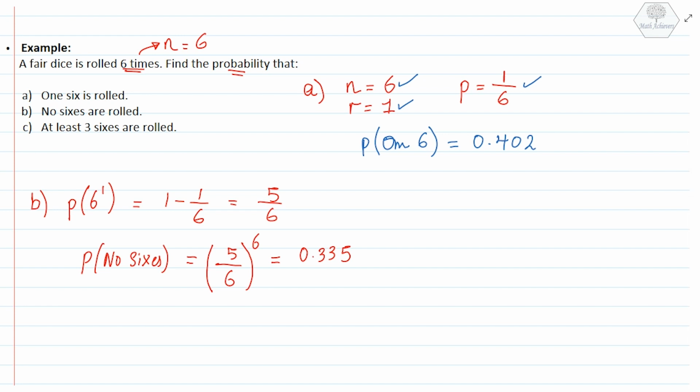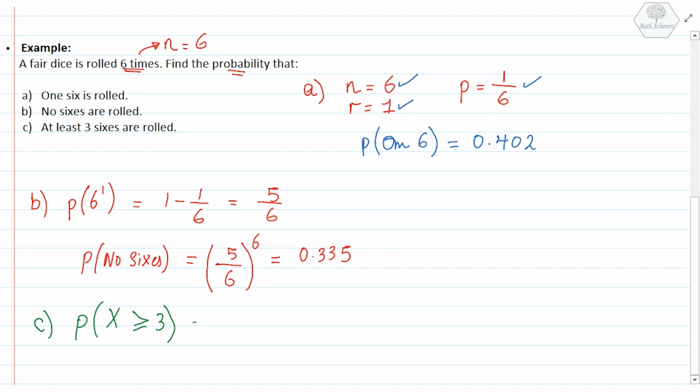Let's go now to part C of the question. We want at least 3 sixes to be rolled. At least 3 sixes, it means either 3 sixes or 4 sixes or 5 sixes or 6 sixes. So I want the probability of X to be greater than or equal to 3.